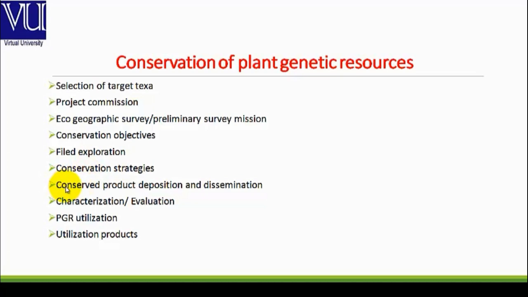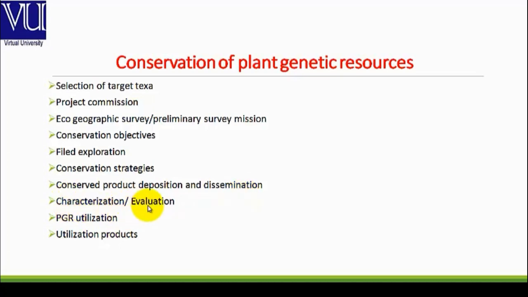The next step is conserved product deposition and dissemination. The main conserved product, the plant population of the target taxa, are held in the reserve. However, there is need for safety duplication, and samples of germplasm should also be periodically sampled and deposited in an appropriate reserve with appropriate passport data.